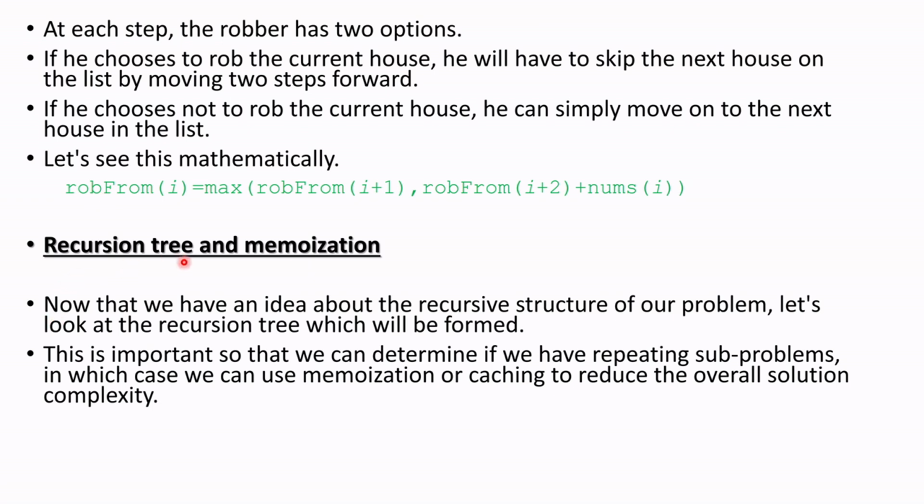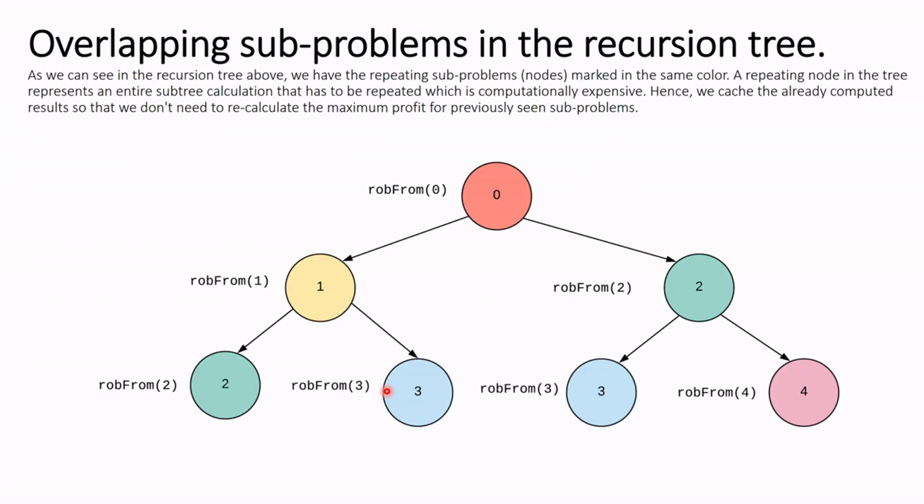Recursion tree and memoization. Now we have an idea about the recursion structure of our problem. So let's look at the recursion tree which will be formed. This is important so that we can determine if we have repeating subproblems in which we can use memoization and caching to reduce the overall solution complexity. If we talk about the overlapping subproblems in the recursion tree, as we can see, we have repeated subproblems marked with the same color. A repeating node in the tree represents an entire subcalculation that has to be repeated, which is computationally expensive. Hence we cache the already computed result so that we don't need to recalculate the maximum profit for a previously seen subproblem, right?